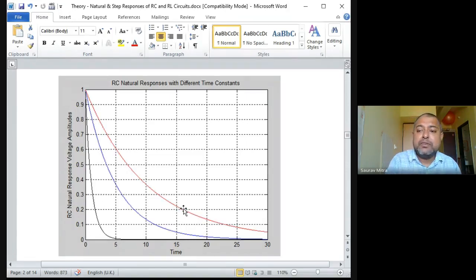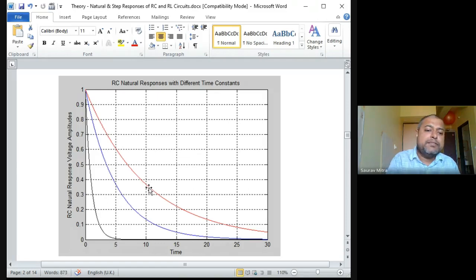Okay, so in this case, the value of tau will be more. If you are keeping C constant, let's say for all these three circuits, C is constant. In this case, the red has a very high R value, so the RC value is very high. In the blue case, R is medium, so the RC value is medium. And in the black case, the R value is least.